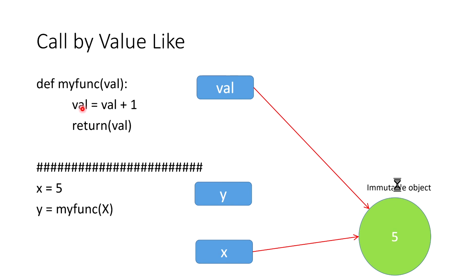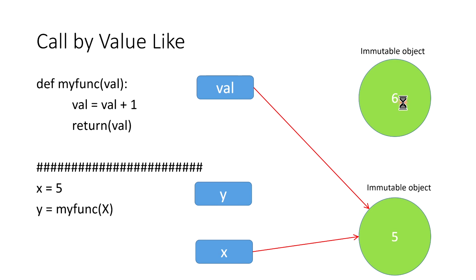Then after that, the value gets the value and creates a new object, which is 6, which is also immutable, because this 5, this object is immutable, so you can't change its value. So you need to create another new object. So another new object with content 6 is created.